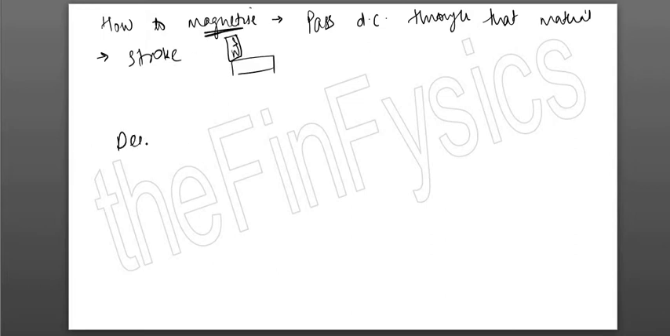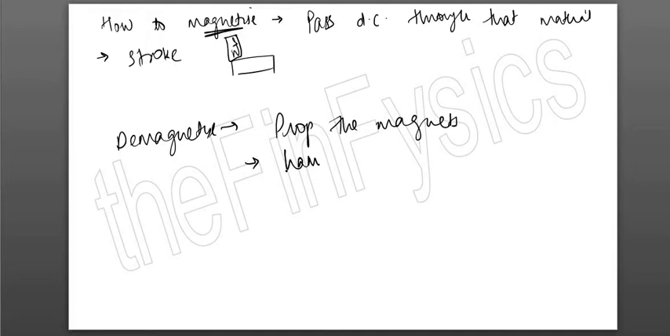How do you demagnetize? One is to continuously drop it. So drop the magnet, the domains get misaligned. That's one way to demagnetize. Second way to demagnetize is to hammer it. Let's say hammer, because dropping and hammering is almost the same effect.